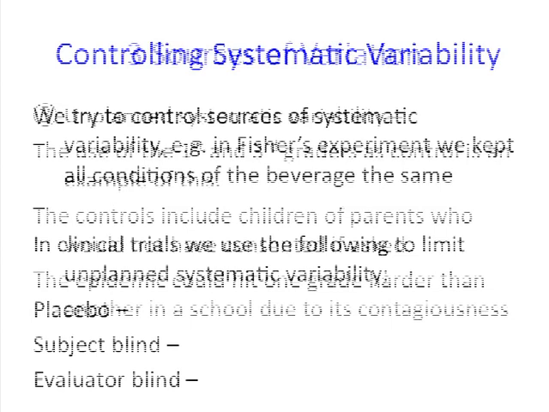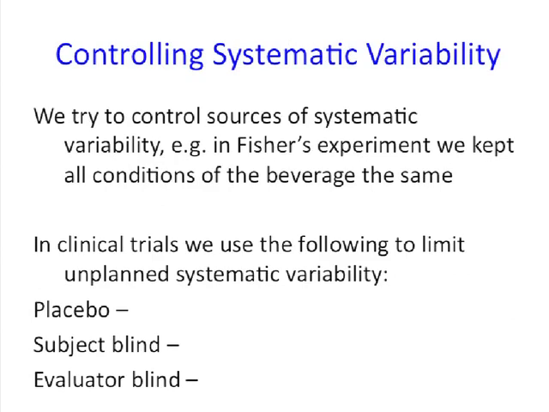So there are different ways that we can go about trying to control systematic variability. If we go back to Fisher's experiment, we tried to control potential systematic variability that we didn't want by making sure that the protocols for the experiment were such that you couldn't tell the difference between the Mexican Coke and the regular Coke by things like temperature or amount served or color of the cup, all of those kinds of things which could have introduced a systematic bias.